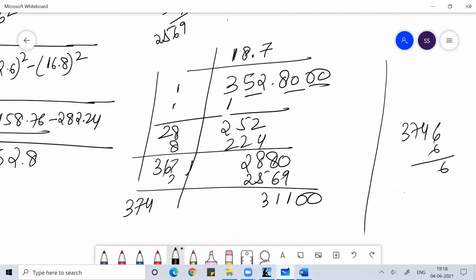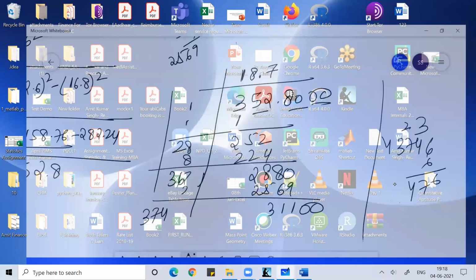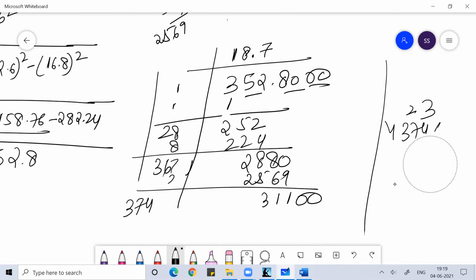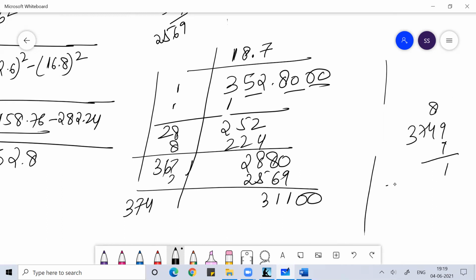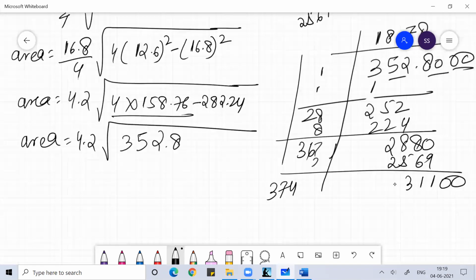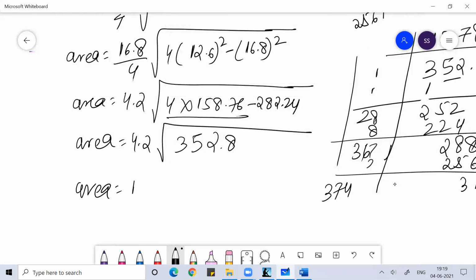I try with 6, 36, 27 carry 44, 4 carry 20, 22. 7 4s are 28, 64, 6 carry 38, 3 carry 59, 5 carry 29. 374, 9 81, 8 carry 36, 44, 4 carry, then 63, 67, 6 carry 27, 33. Okay, you're getting 18.78. Yeah, 18.78 into 4. Multiply and you will get the answer. Too much calculation required.